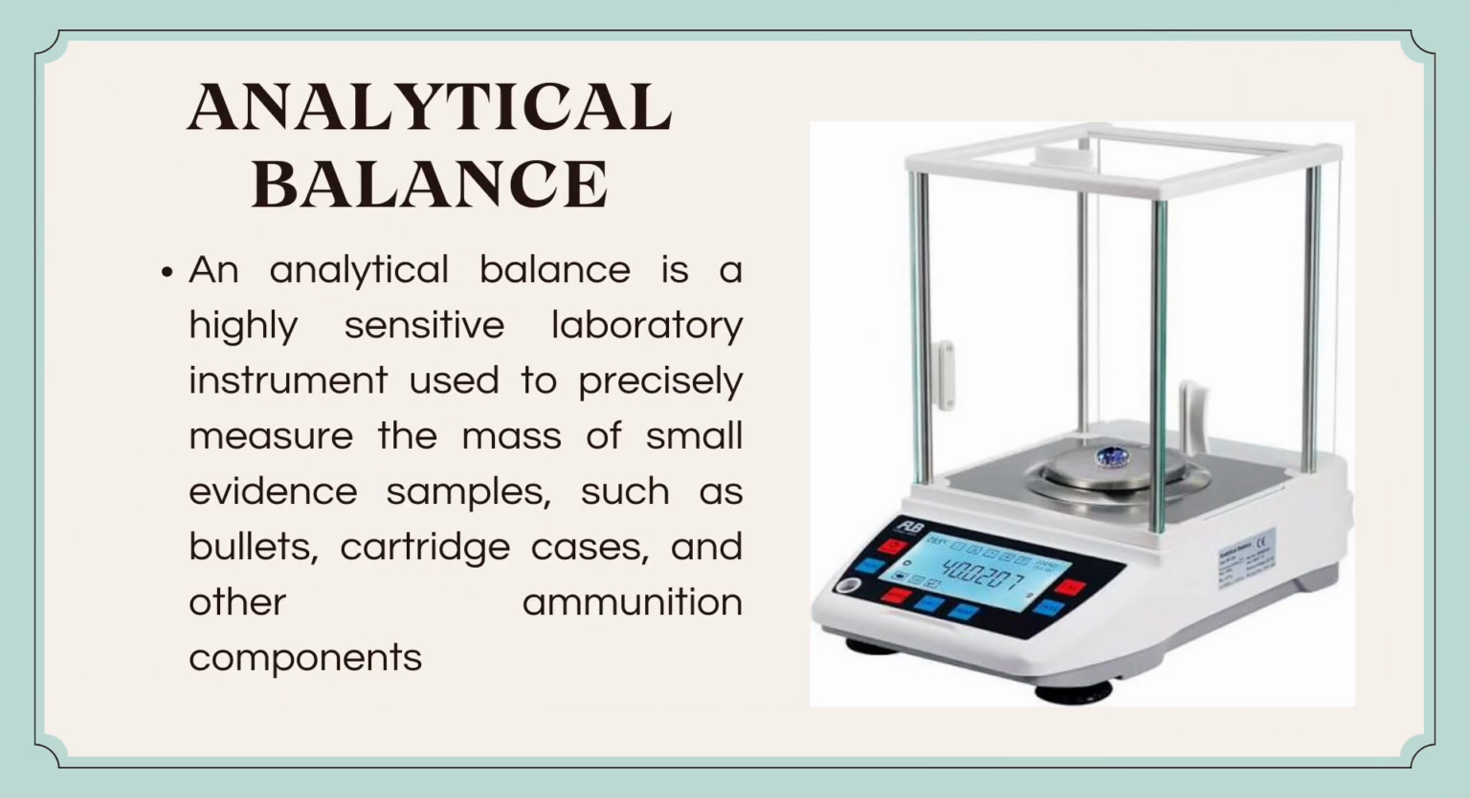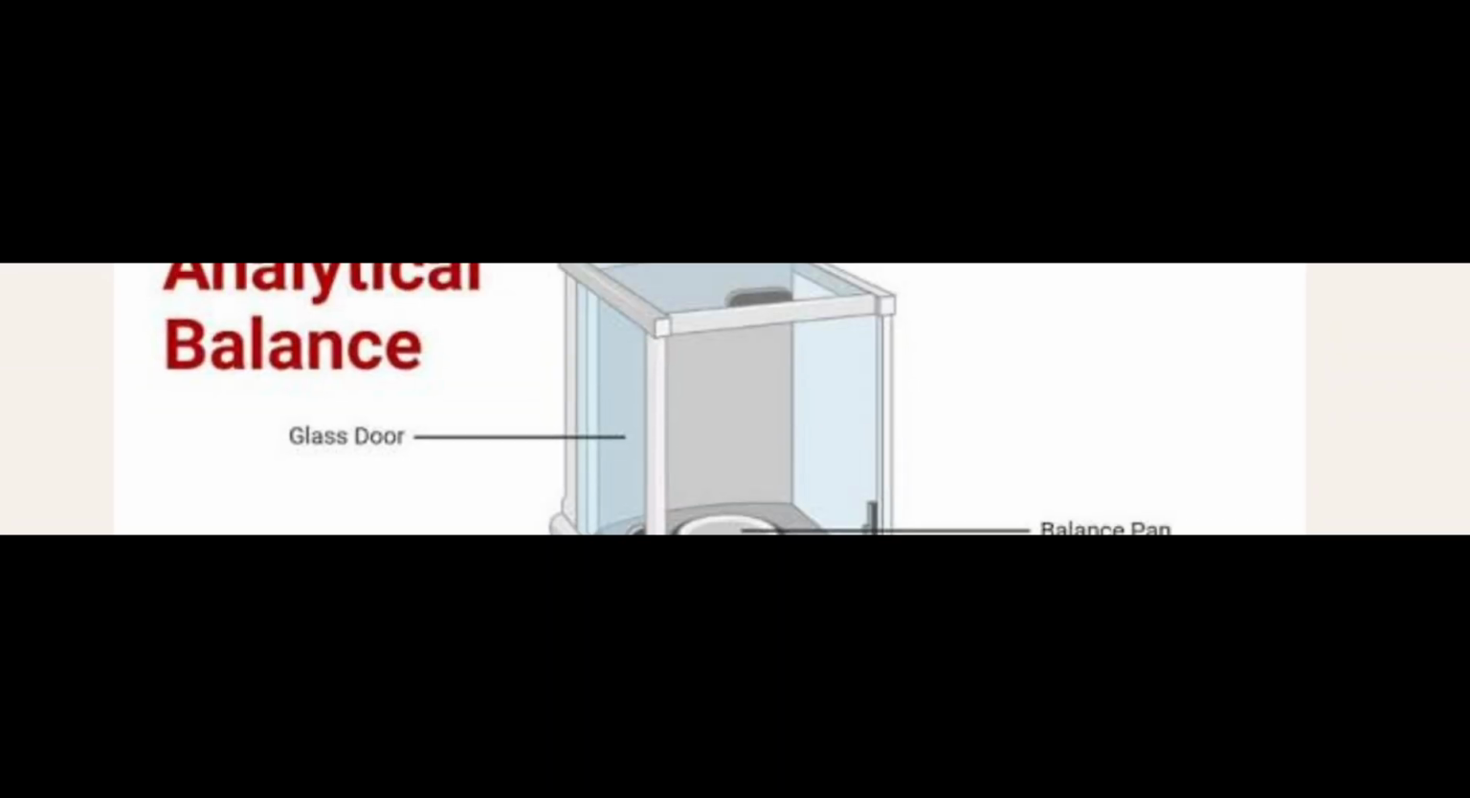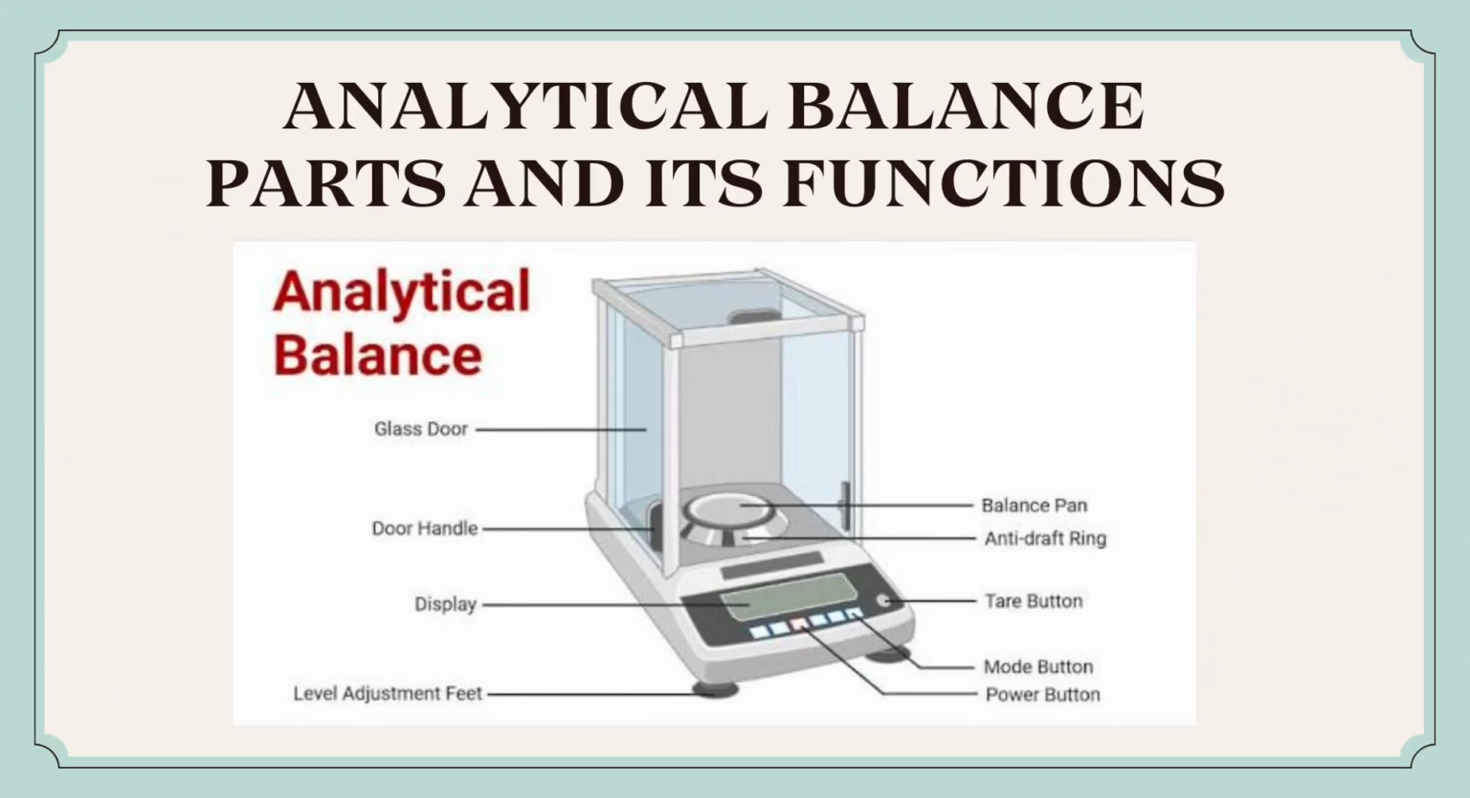The seventh instrument is the analytical balance. An analytical balance in forensic ballistics is a highly sensitive instrument used to precisely measure the mass or weight of small evidence items like bullet fragments or gunpowder residue. Let's now discuss the parts of the analytical balance.